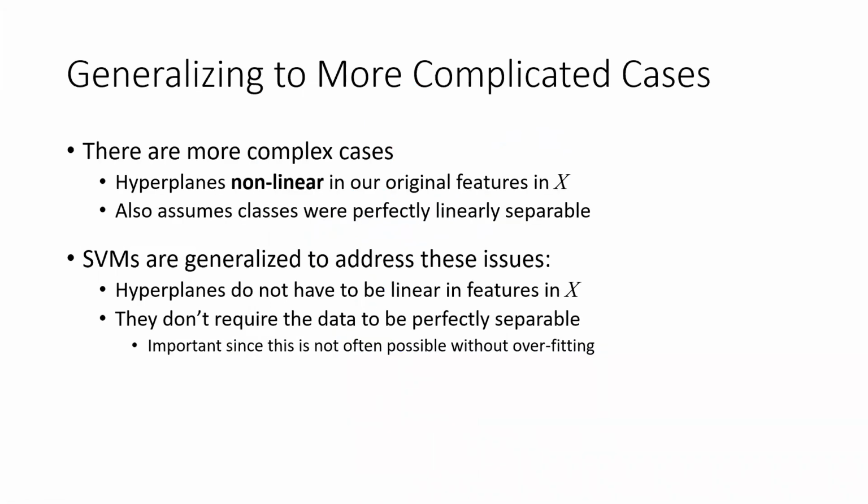We also want to be able to generalize this to a nonlinear case. So everything that I've shown so far is the idea of a linear case. And we also want to be able to deal with the case where we're not perfectly linearly separable. So support vector machines generalize this by, number one, allowing hyperplanes that are not linear in our original features X, and the data don't have to be perfectly separated.